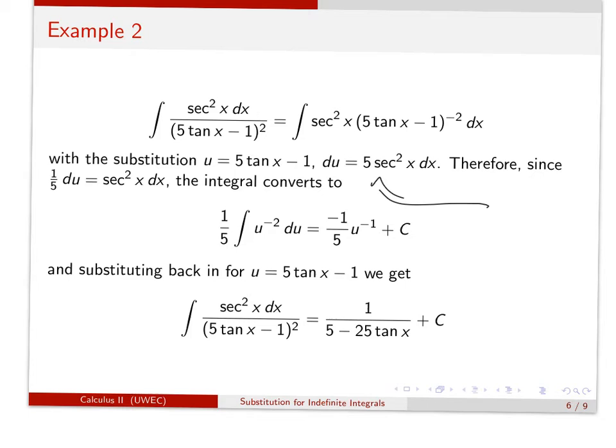Substituting into here with the u and du, we get the integral here, which we can do by the power rule, and we get -1 u to the minus 1, so -1/5 u to the minus 1 plus c. Substitute back in for u, and we get the result shown down here: -1 over 5 times (5 tangent of x minus 1), plus an arbitrary constant c.